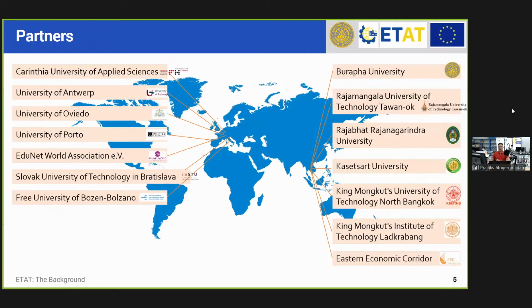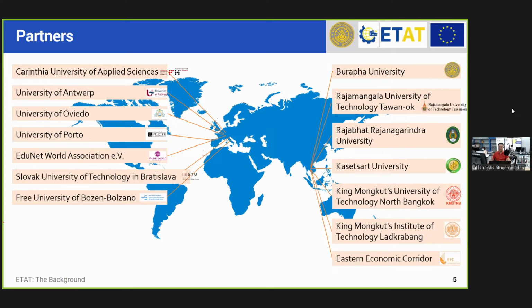So these are our partners, the program countries and partner countries. So we have Carinthia University of Applied Sciences from Austria. We have University of Antwerp, Belgium. We have University of Oviedo in Spain, University of Porto in Portugal, Etunet World Association, Eingetragener Verein from Germany, and we have Slovak University of Technology in Bratislava, and we have the Free University of Bolzano in Italy.